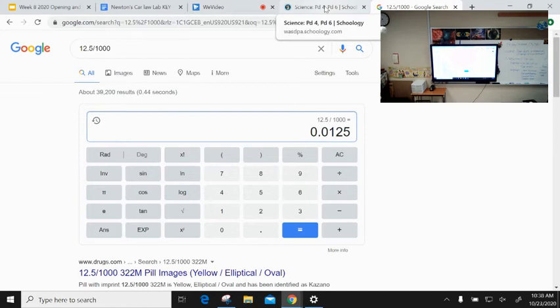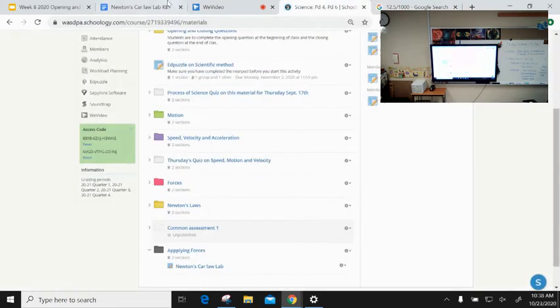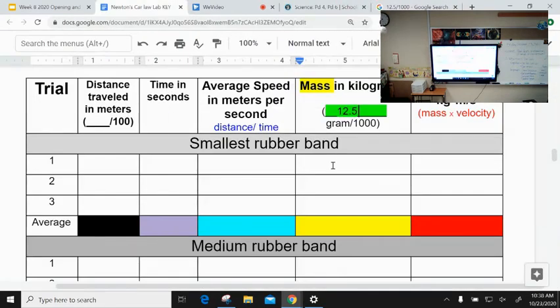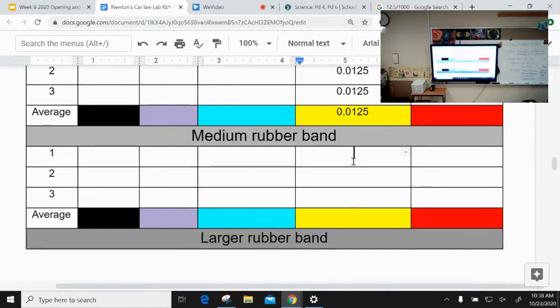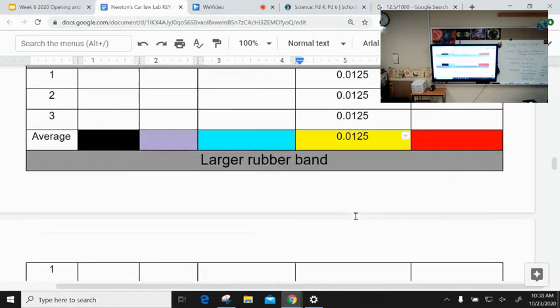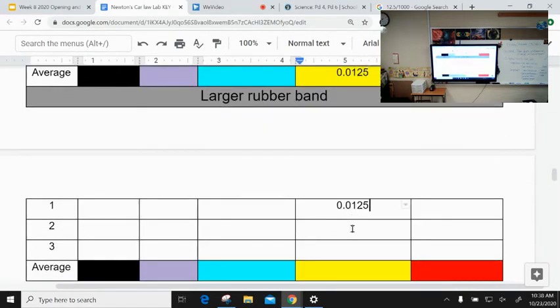So do me a favor right now. In here, you're going to put 0.0125. Okay. Whenever you put it down once, you can put it in the whole way down. So literally right now, just paste it in the whole way down. It's not going to change. You're not going to be adding anything to your car.